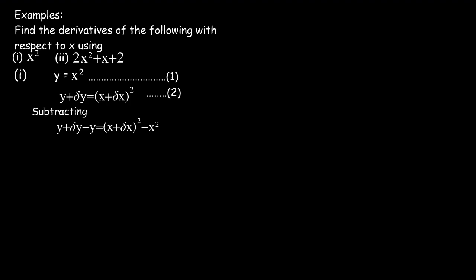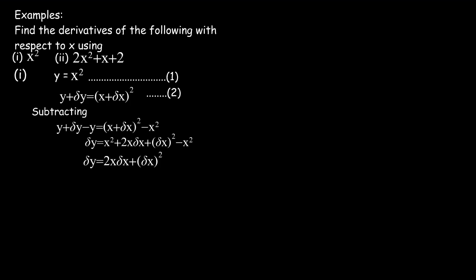For our left hand side, y and minus y will cancel out and we are left with delta y. And on our right hand side, we first have to expand our bracket (s plus delta s) squared. Expanding the bracket gives us s squared plus 2s delta s plus delta s squared. So our equation becomes delta y equals s squared plus 2s delta s plus (delta s) in brackets squared minus s squared. s squared and minus s squared will cancel out. Our equation further simplifies to delta y equals 2s delta s plus (delta s) squared.